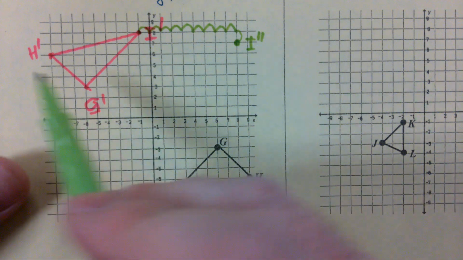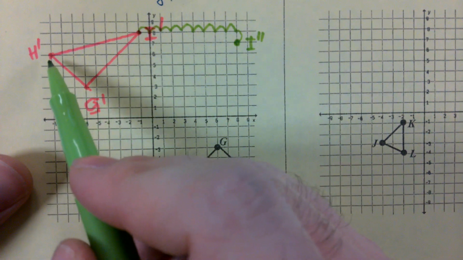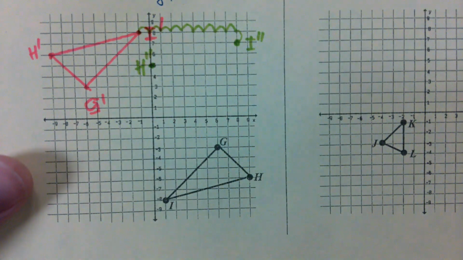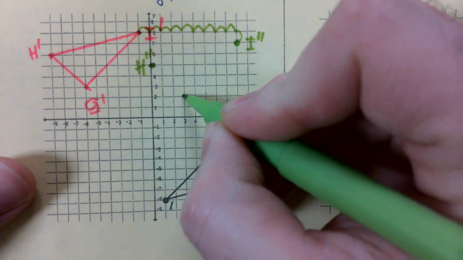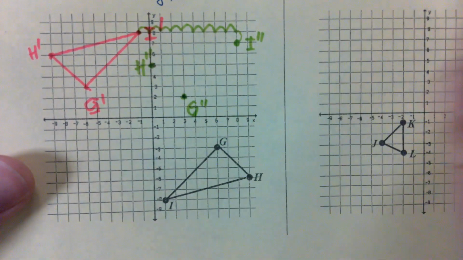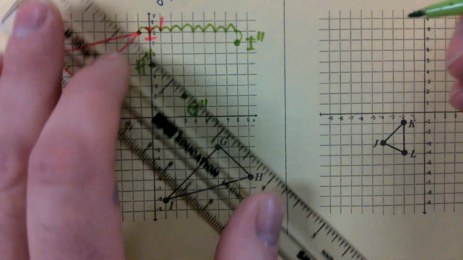All right. G, if we're going over 9, there's 9 down 1. Oh, sorry, there's H double prime. And then I think G double prime ends up right there. 6, 7, 8, 9. Yeah, G double prime ends up right there. But again, you're just counting, right?